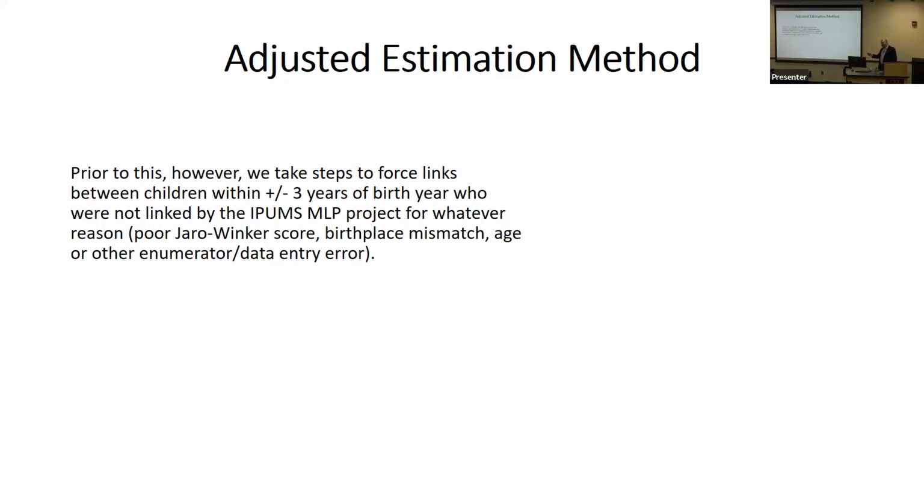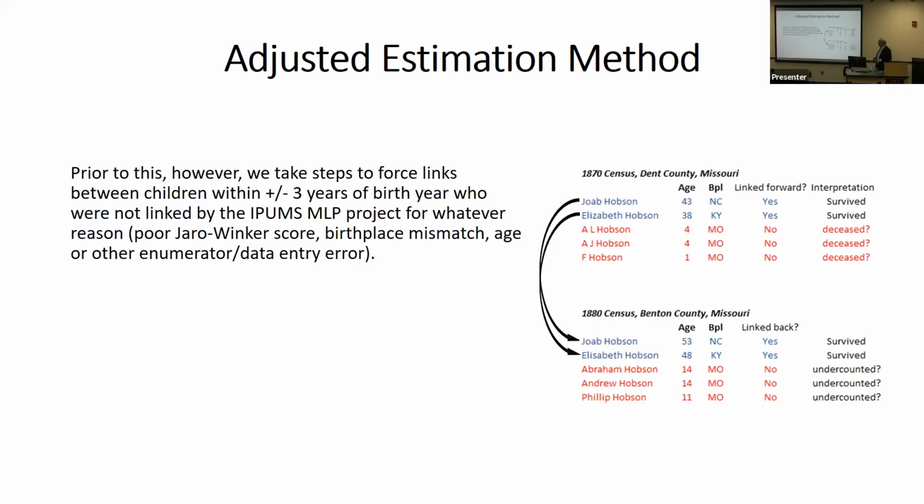Okay, prior to this, the MLP does a great job of linking people, but it doesn't link everyone. I said we're trying to make sure we have no type 1 errors. And we're finding children in both censuses, and it's the same child, it hasn't been linked by the IPUMS MLP project. So we do a process we're calling forcing. Here's an example where the Hobsons in Missouri have 3 children in census A, 1870, aged 4, 4, and 1. 10 years later, the Hobsons have 3 children as well, 14, 14, and 11. The MLP project did not link them because we just weren't confident that A.L. Hobson was Abraham Hobson. And so we could say deceased, deceased, deceased, undercounted, undercounted, undercounted.